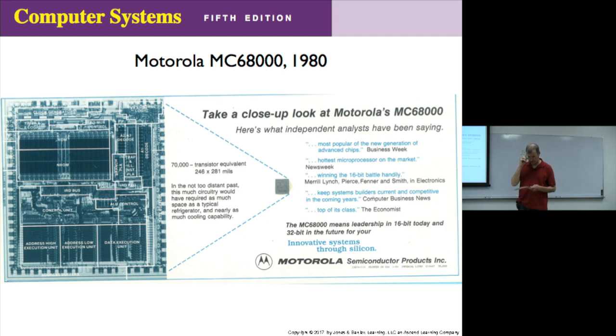So what are some of those others? There's the ALU. You can see the ALU control unit there, and the control unit, the address decode areas, the address high execution unit, the address low execution unit, the data execution unit. And here they're bragging: in the not too distant past, this much circuitry would have required as much space as a typical refrigerator and nearly as much cooling capacity. So it was a really hot product at the time.